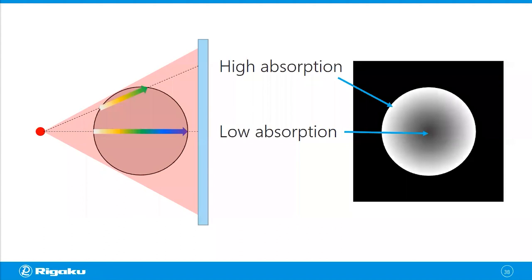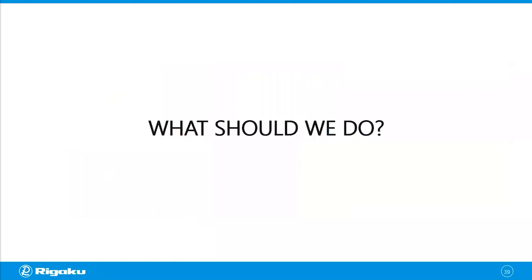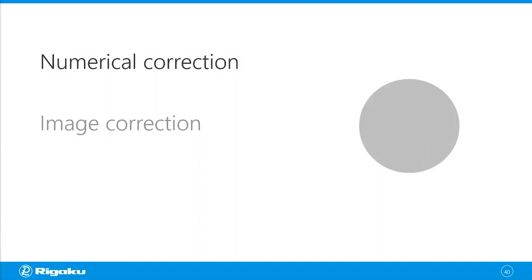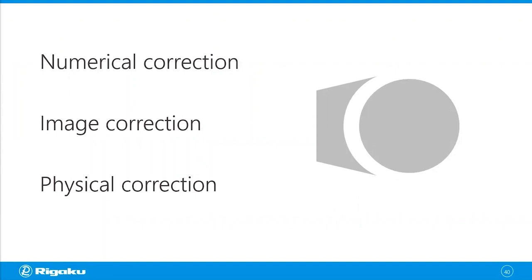Now, the important question is, what should we do about this? And there are a couple of things that we can do. We can always do some sort of a correction. You can try a numerical correction or apply some sort of image correction. You can even try to do physical correction, meaning that you can create a piece of rock that's shaped like this to compensate for the distance difference. But however you try to do this correction, without knowing what this material exactly is or what kind of density distribution we have inside of this core, there is always a risk of undercorrection or overcorrection.